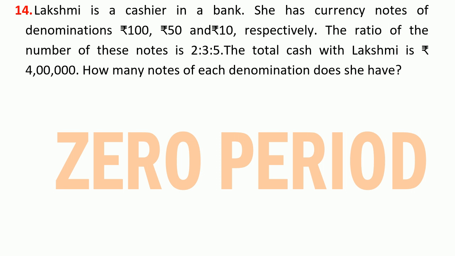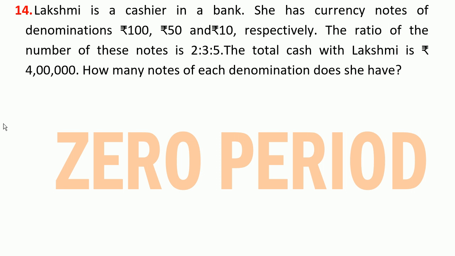Question number 14 is, Lakshmi is a cashier in a bank. She has currency notes of denomination 100, 50 and 10 rupees respectively. The ratio of the number of these notes is 2, 3 and 5. The total cash with Lakshmi is rupees 4 lakh. How many notes of each denomination does she have? This is the question. A little complicated statement, so we need to go very carefully. Let the number of currency notes of denomination rupees 100, 50 and 10 be 2x, 3x and 5x. Now start the question.